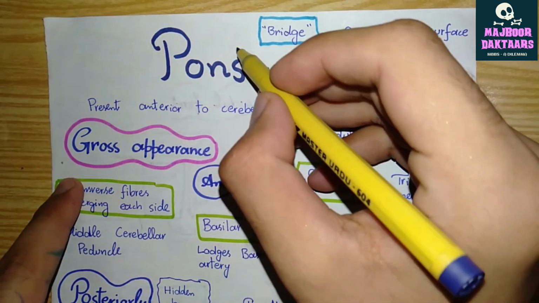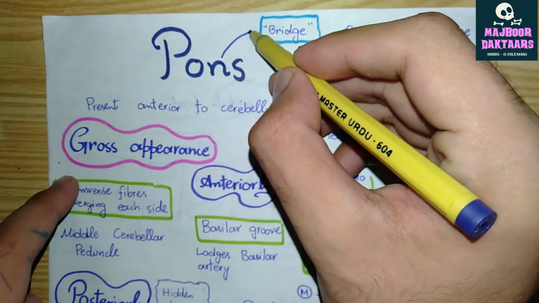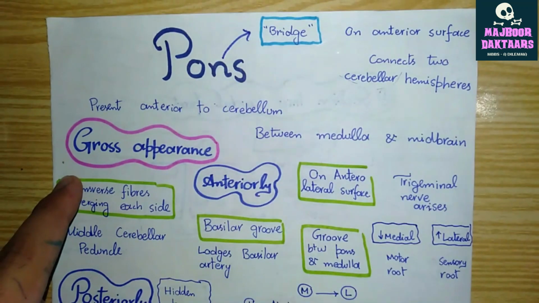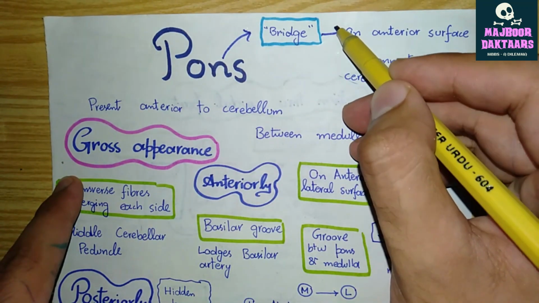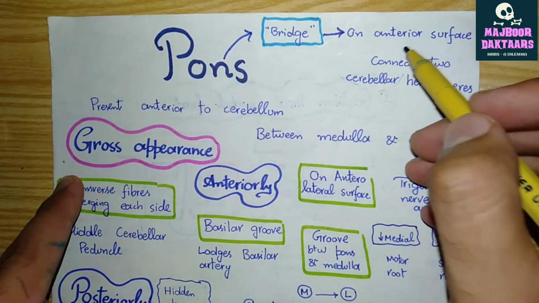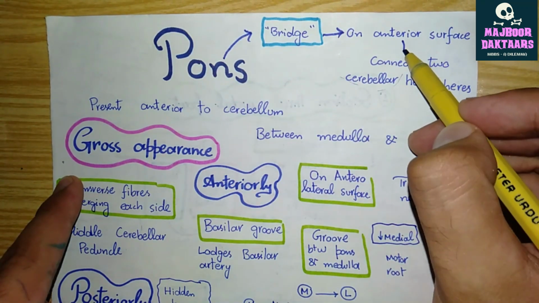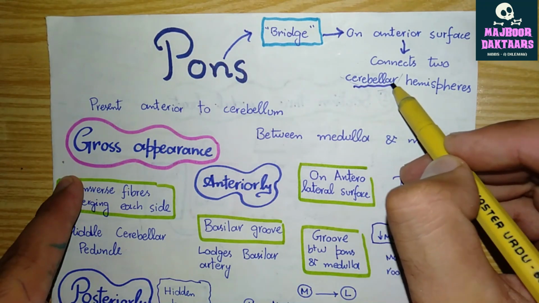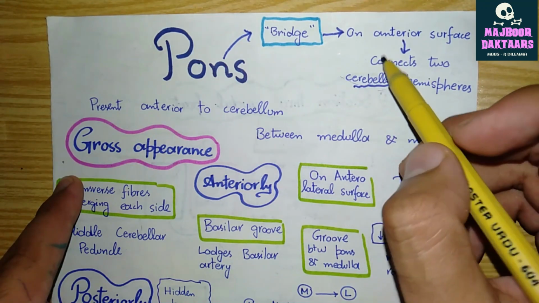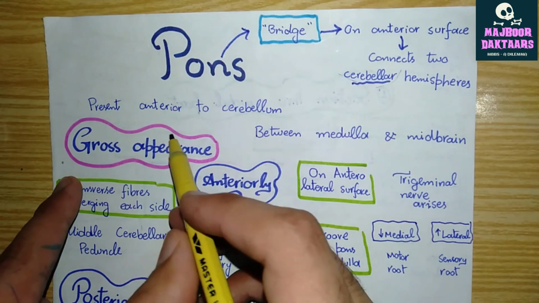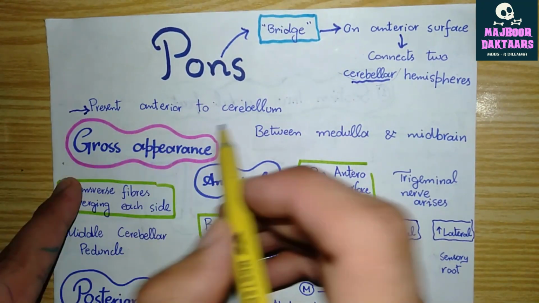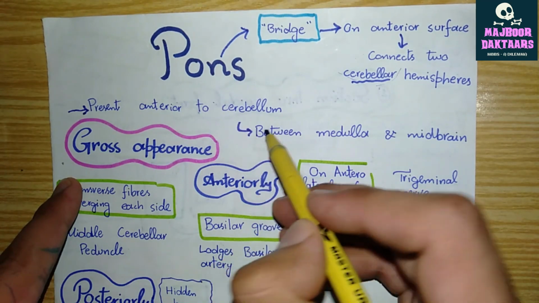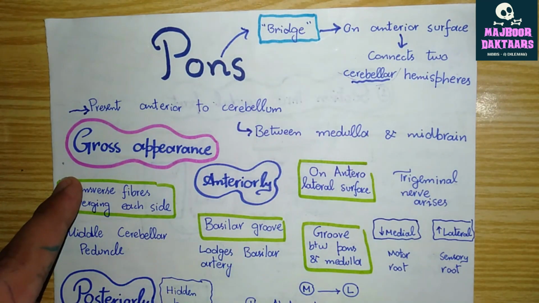Pons. The pons, its literal meaning is bridge. Now why is it called bridge? Because on the anterior surface of the pons, it connects the two cerebellar hemispheres. So it acts as a bridge, that is why it is called pons. It is present anterior to the cerebellum and between the medulla and midbrain.